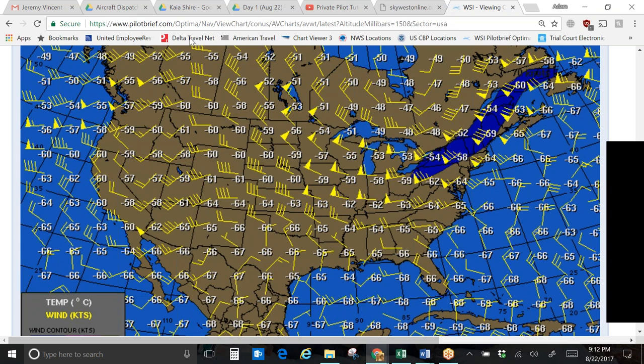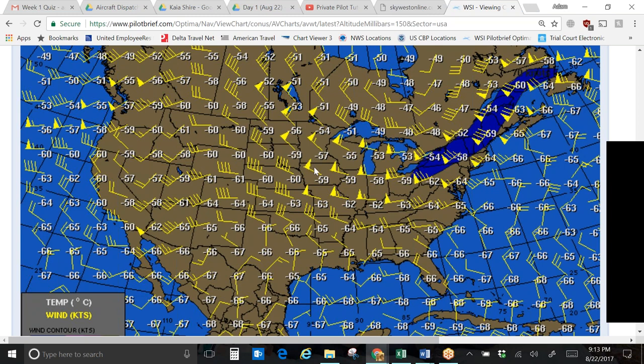Let's look over Nebraska right here, this one that I'm circling. Each of these lines is 10 knots. This is telling us the wind speed, and remember, this is 45,000 feet. So 10, 20, 30, 40, and a half one is 5. So the wind speed right here is 45 knots. The wind is blowing the direction this is pointing, so this end right here is the direction it is blowing. So this is blowing south-southeast at 45 knots.